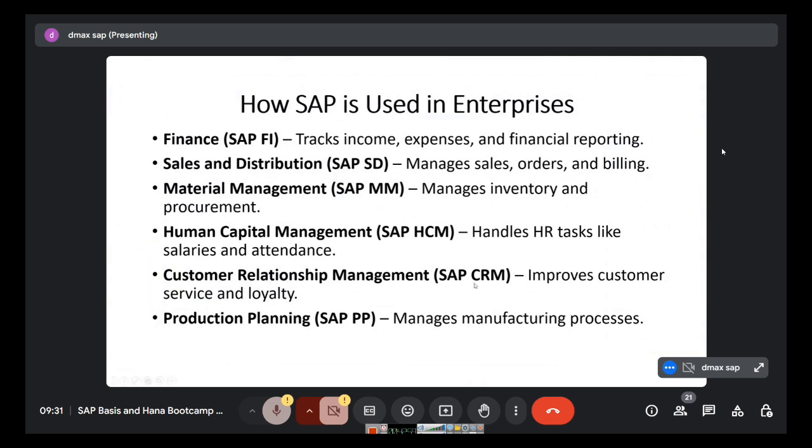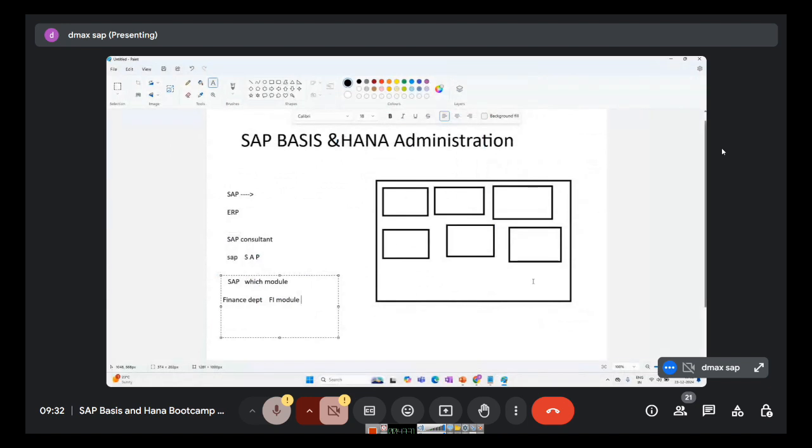And also customer relationship management, CRM, improves customer service and loyalty. If a customer orders something and it is getting delayed, this CRM comes into the picture: how to serve him, how to give him better service in terms of getting good reviews from the customer. These kinds of centralized solutions are taken care of by SAP's product called CRM. And production planning manages the manufacturing process. So these all come into SAP. Again I'm telling, these are different modules in SAP.